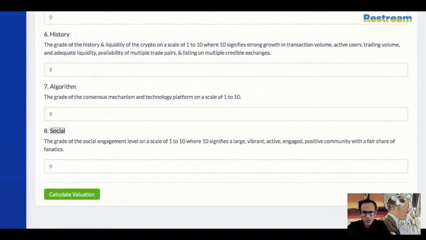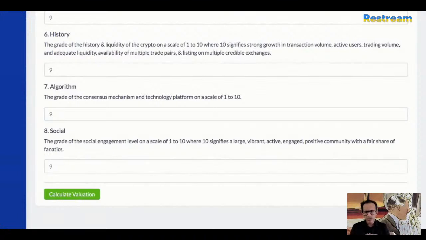And finally, we look at the social rating. What is the grade of the social engagement like? It has a large, vibrant, active, engaged, positive community with a fair share of fanatics. Now, when I say large, it doesn't really mean that every project has to have hundreds of millions of followers, or even millions for that case. There could be a lot of niche projects.